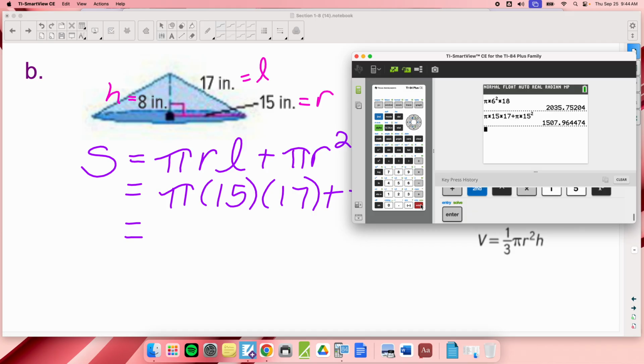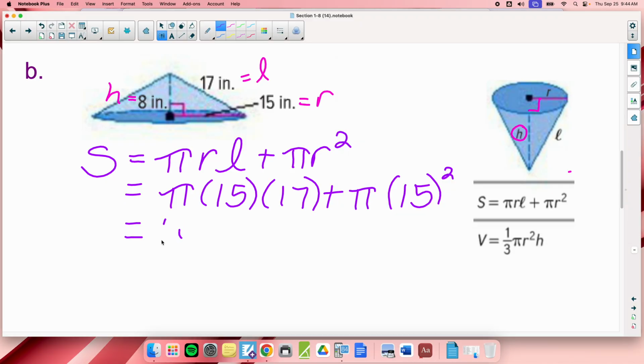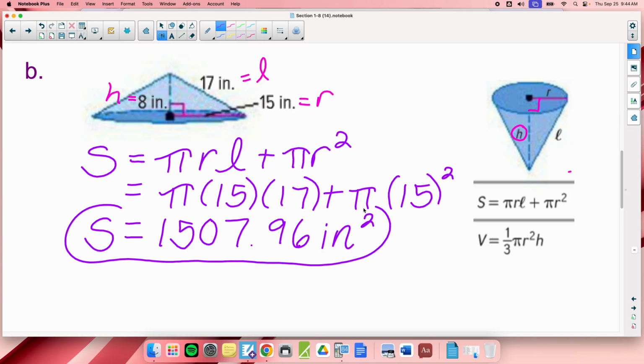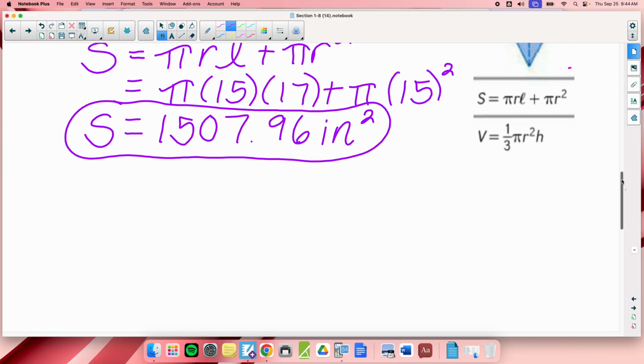And that is 1,507.96 square inches. Okay? Then the next thing that we're gonna do is find the volume. And this one has 1/3 in it again. So volume is 1/3 pi r squared times the height.